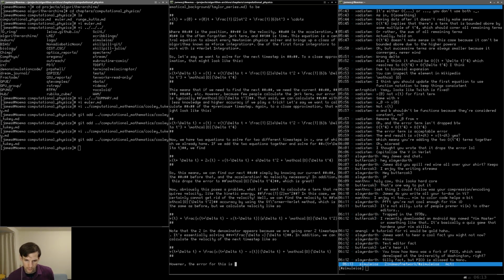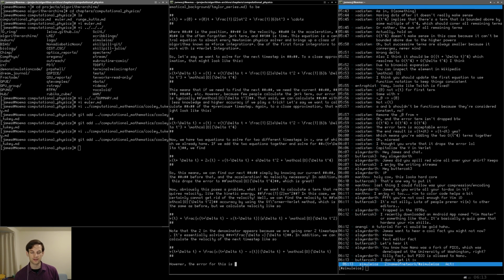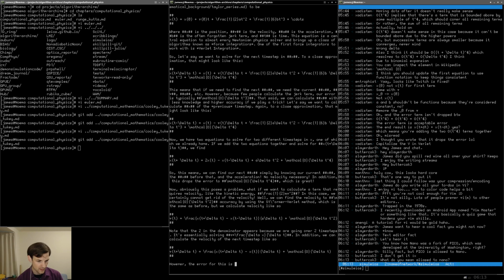Wait. You know, Nano was a fork of Pico, which was developed at University of Washington, right? I knew that they were related, but Pico is an alias to Nano. Oh, I did not know that. I knew that all my Mac colleagues use Pico instead of Nano. But yeah, that's actually quite interesting. For the longest time, I thought Pico was like the Mac version of Nano, but I guess you guys are right. I guess Pico came first, which is weird to me.